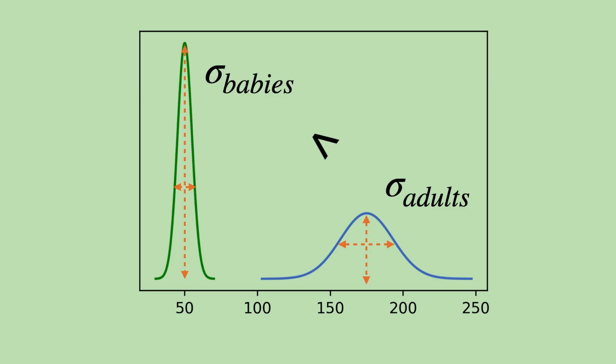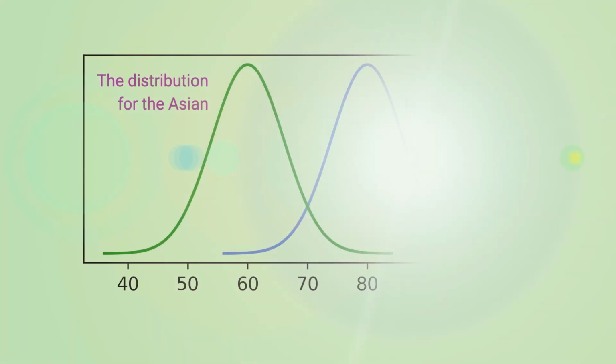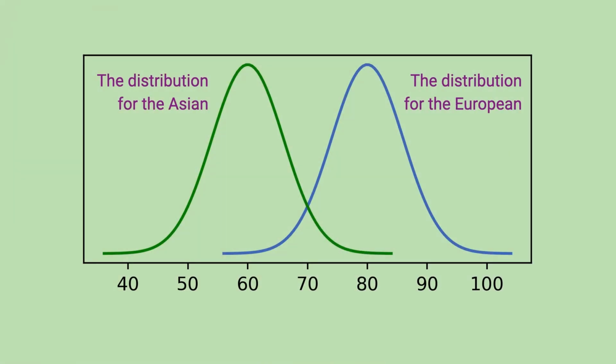Another thing you may consider is the position of the distribution. Clearly, the distribution of baby's height locates far in the left when compared with the distribution of adults' height. Another example is the distribution of the European's weight is located far on the right compared with the distribution of the Asian's weight. In these cases, the mean of the distributions defines their positions on the x-axis.